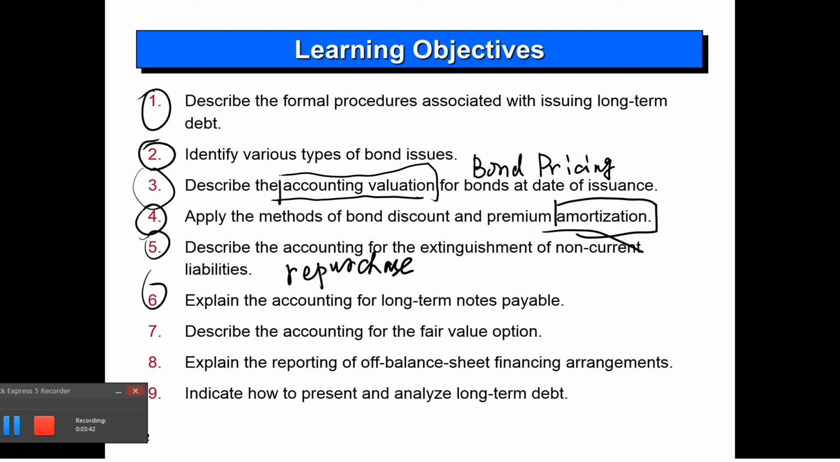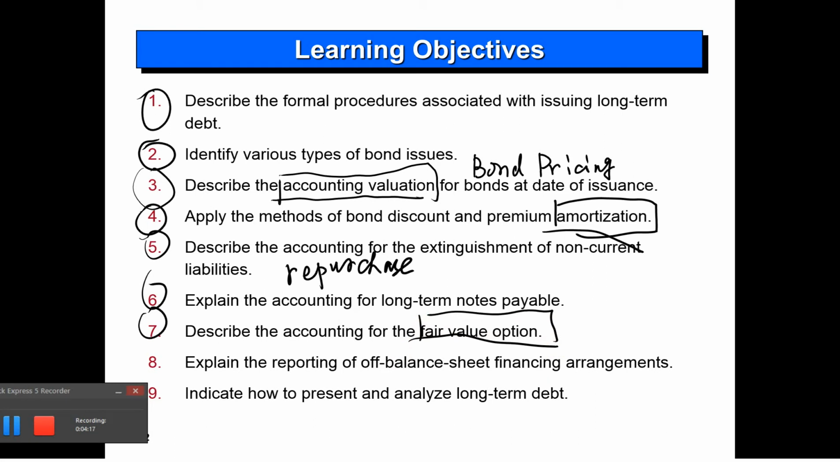Okay, remember the main long-term liability in chapter 14 is corporate bonds. Long-term notes payable is another type of long-term liability, but that is not the main long-term liability in this chapter, so we won't talk about it that much. Number 7, describe the accounting for the fair value option. We will simply briefly discuss it.